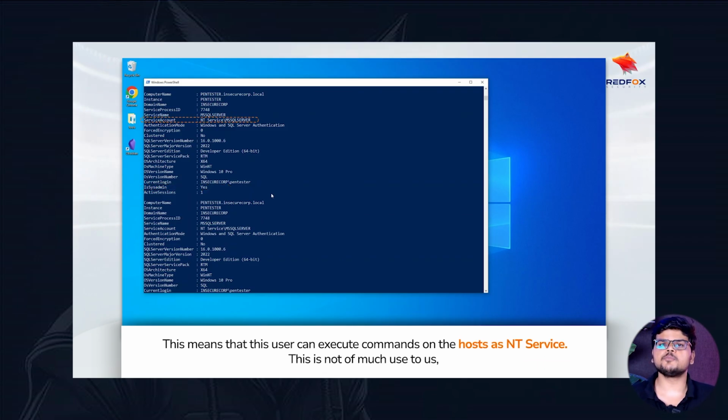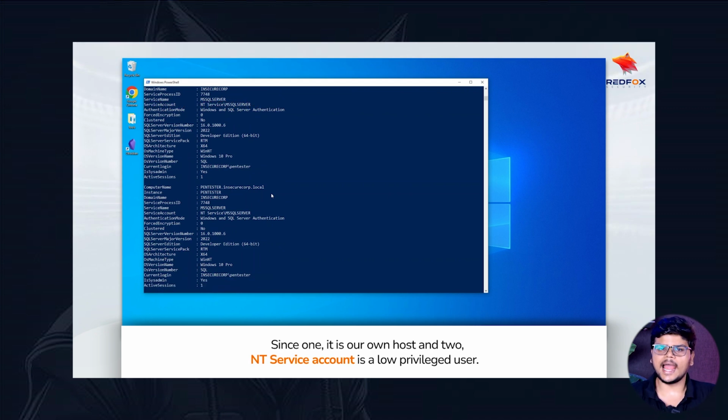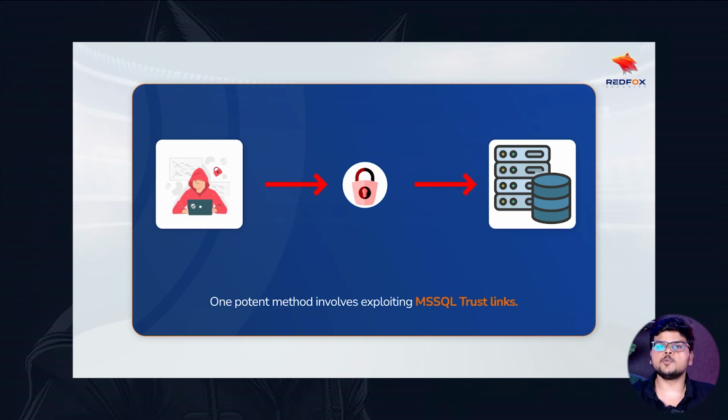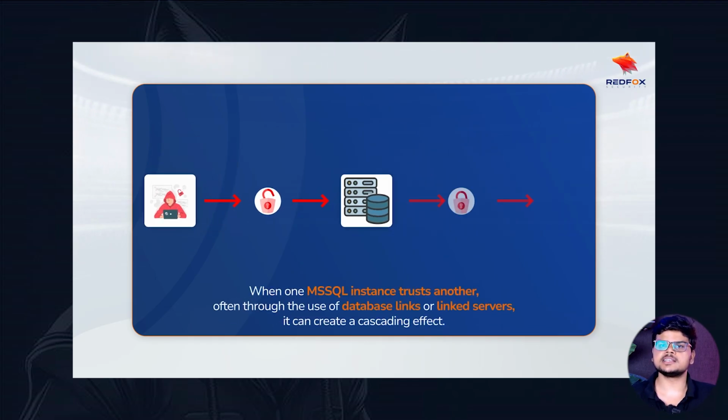This is not of much use to us, since 1. it is our own host, and 2. the NT Service account is a low privilege user. With the goal of gaining privileged access to the domain, it's essential to explore alternative avenues. One potent method involves exploiting MSSQL trust links. When one MSSQL instance trusts another, often through the use of database links or linked servers, it can create a cascading effect.